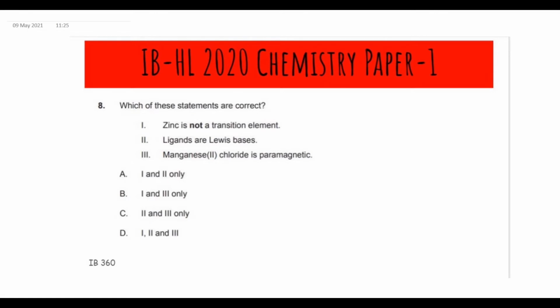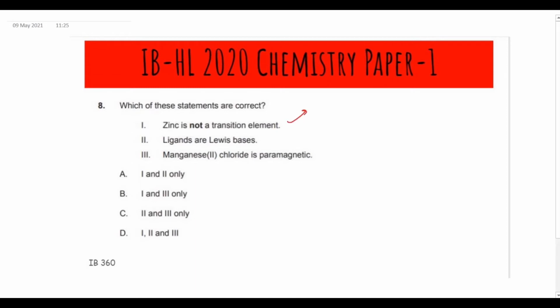Now, in this question, we need to identify which of the statements are correct. So there are three statements. The first statement says zinc is not a transition element, and I believe this is true because whenever we are defining a transition element, a transition element is any of these elements which have a partially filled d orbital.